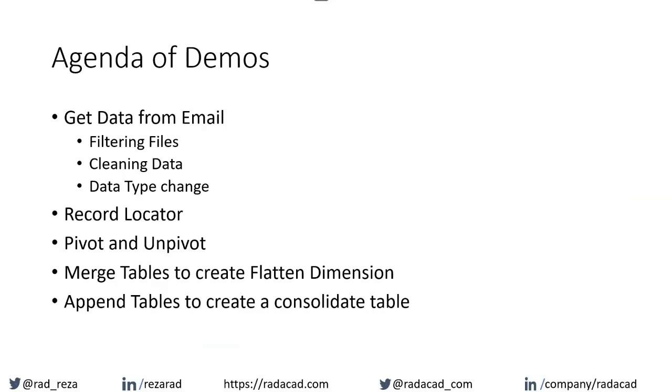The first one is getting data from email, but getting data from email specifically is not something that you should know, because that might happen only occasionally. But through that demo, I'll show you some basic filtering data, cleaning data, using specific approaches for data type changes. Then I'll show you other demos for locating a specific record in a data file, pivot and unpivot, their scenarios of use, merging and append, and their differences. So it will be a bunch of demos, and we'll go through them one by one.